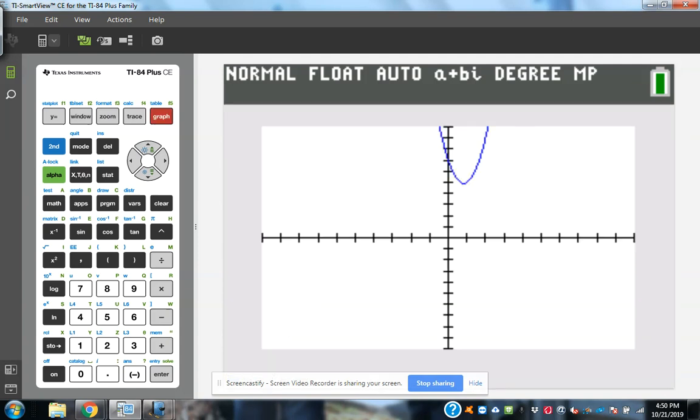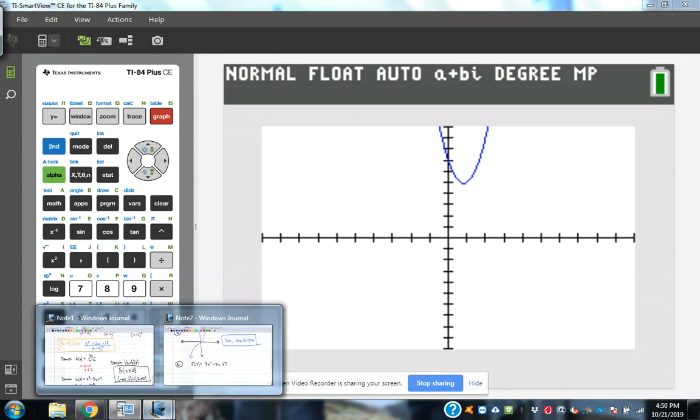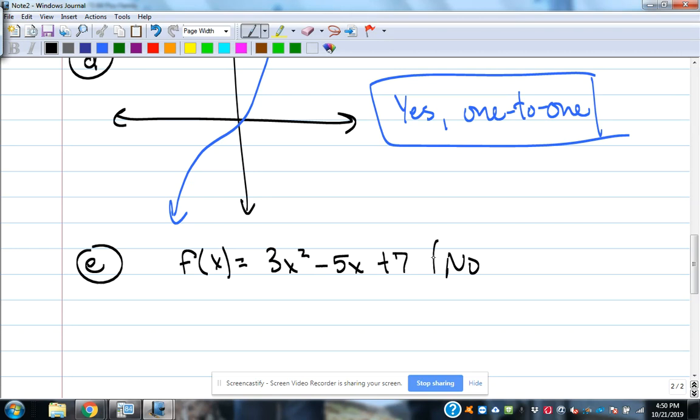Does that pass the vertical line test? Yes. But does it pass the horizontal line test? No, so that is not one-to-one. So graphing an equation is the easiest way to tell if something's one-to-one or not.